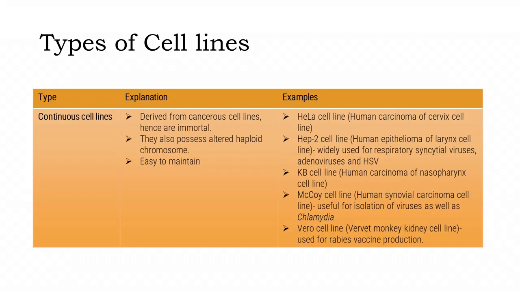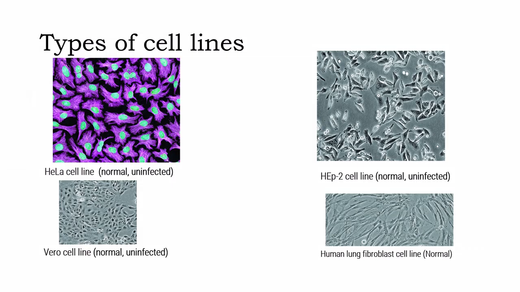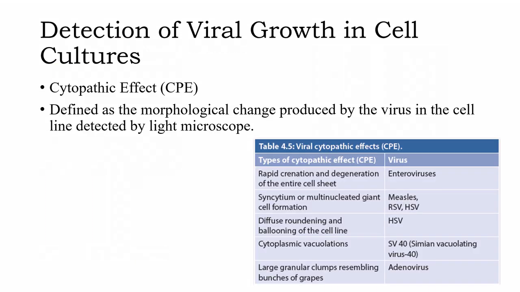The ones in current use right now are the continuous cell lines, because they are taken from cancerous cells. They don't die off, or stop multiplying when they come into contact with another cell, and they are very easy to maintain. So you have the HeLa cell line, Hep2 cell line, the McCoy cell line, and the Vero cell line. This is how the cells look in a culture flask when you have the monolayer of cells there.